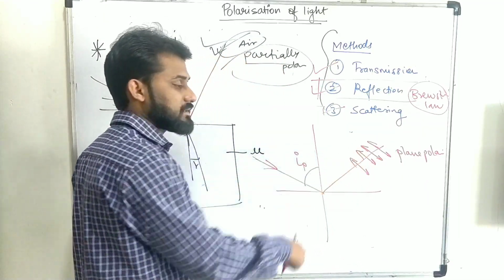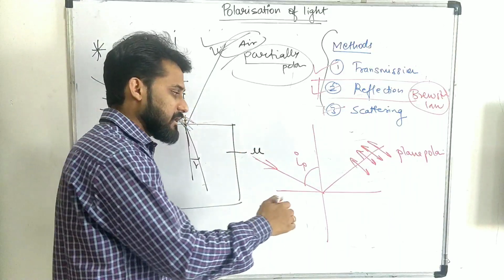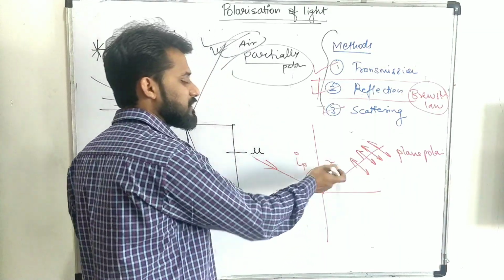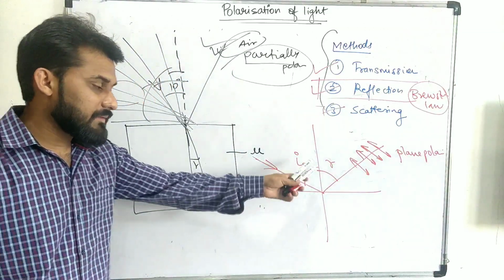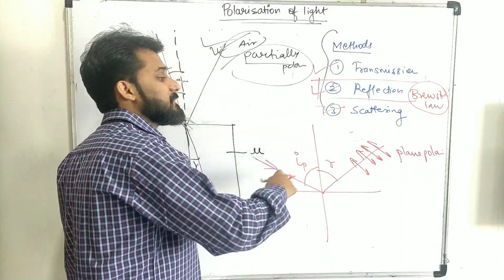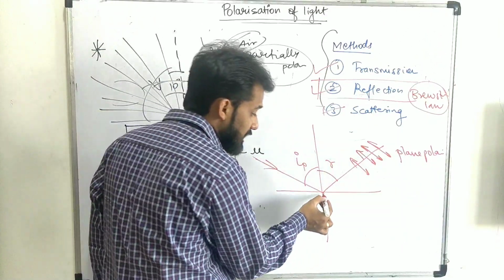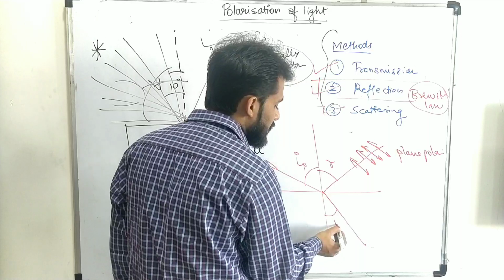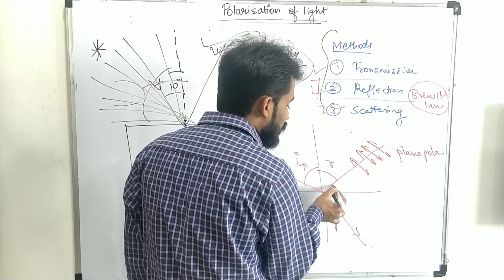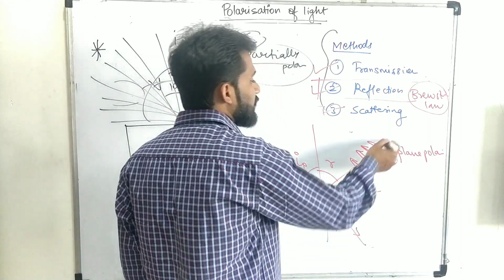The vibrations are in this way, and at this point this is the reflected ray, which will always be equal to the angle of incidence, r equals i p. And in this case one more thing happens: the refracted ray is perpendicular to the reflected one.